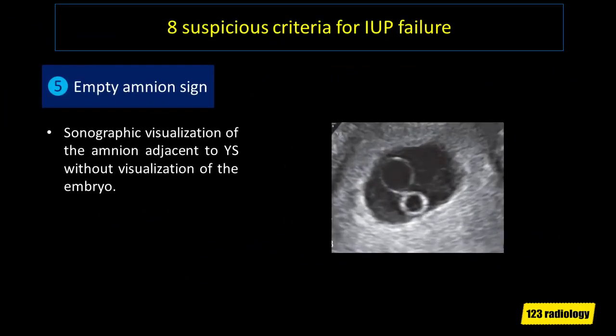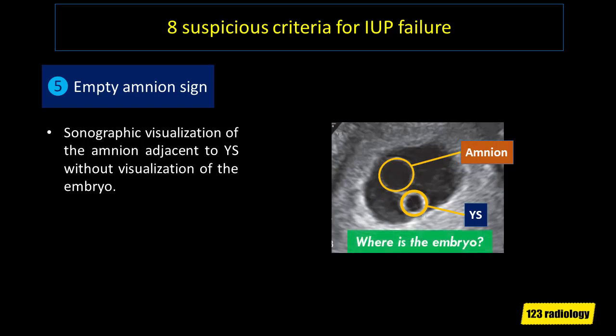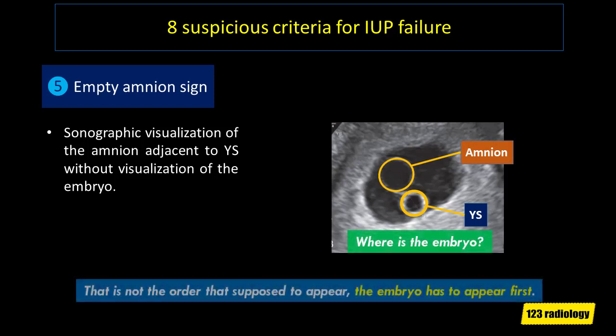The fifth suspicious criteria is empty amnion sign. It is sonographic visualization of the amnion adjacent to the yolk sac, with no visible embryo. As you can see on this image, here there is the yolk sac. Here is the amnion, but where is the embryo? That is not the order that's supposed to appear. The embryo has to appear first. This is suspicious for pregnancy failure, and follow-up ultrasound study is recommended.